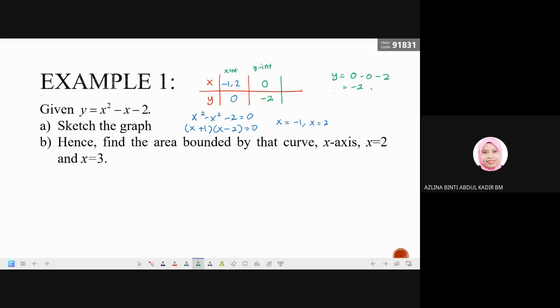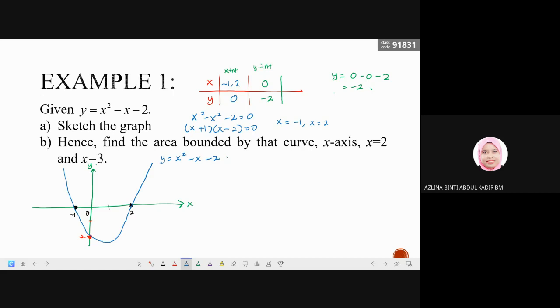Jadi kita pun sketch. X, Y, negative 1, 0, 2, 0. 2 points. And then 0, negative 2. Okay, so sketch. Ini adalah label. Y is equals to x squared minus x minus 2.